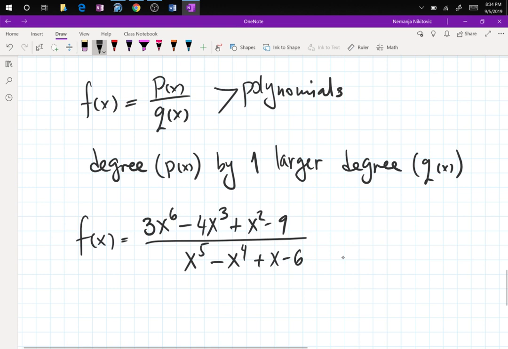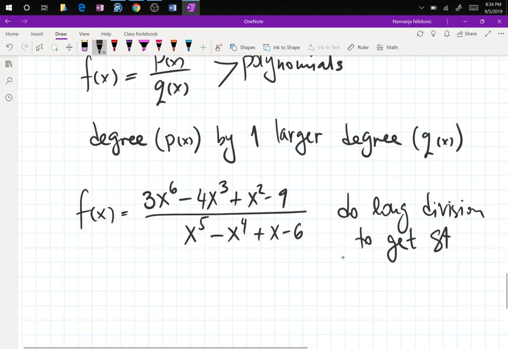We have the infinite limit for vertical, limit at infinity for horizontal, and the slant asymptote will always remain intermediate algebra, algebra 2, whatever you call it, long division of two polynomials. So now do long division to get SA. Okay, so that's that part.